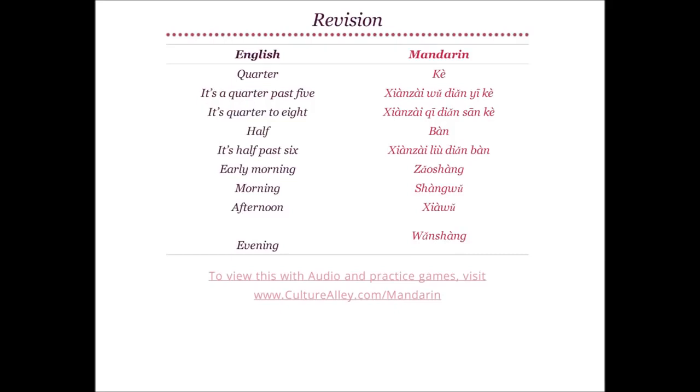Let us now review everything we learned in this lesson. A quarter in Mandarin is 刻, while it's a quarter past 5 becomes 现在5点1刻. It's a quarter to 8 becomes 现在7点3刻. Whereas half becomes 半. It's a half past 6 translates to 现在6点半.